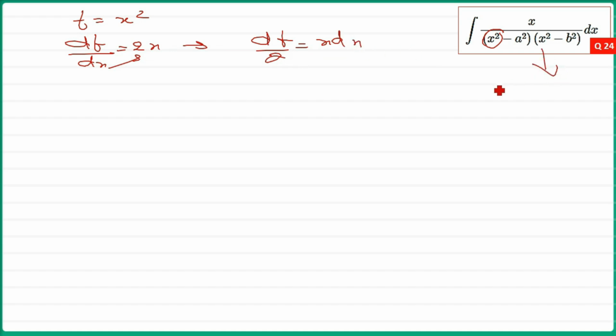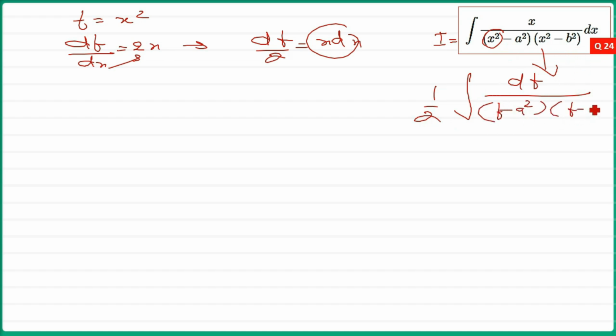And if you see here, x dx is already in the numerator. So this integral will be formed like this. After taking t equals x squared, the numerator x dx will be dt by 2, so 1 by 2, and in place of x square write t. So t minus a square and t minus b square will come in the denominator. Now a square, b square are just constants, so don't get worried about that. So now we'll find out the partial fraction. It is just like x minus 1 and x minus 2 kind of thing.